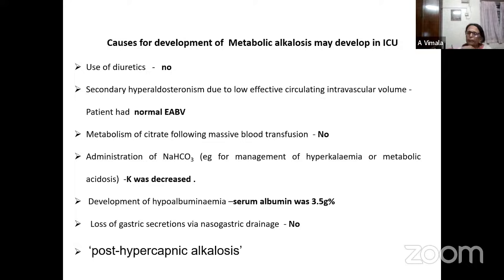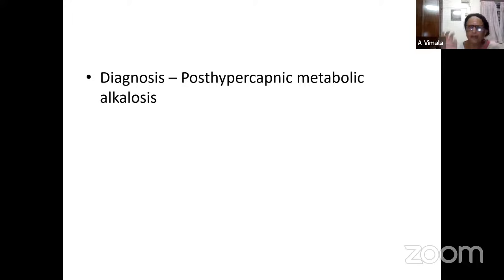The only cause we can make out is increased PCO2, respiratory acidosis, suddenly ventilated, pH corrected, the patient developing post-hypercapnic alkalosis. Can anybody suggest the mechanism why this is happening? One of you is answering post-hypercapnic metabolic alkalosis. What's the mechanism? Why does this happen?